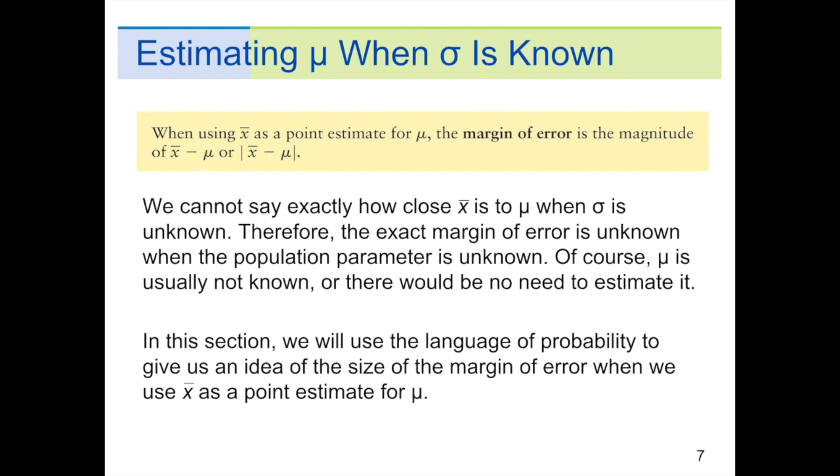We cannot say exactly how close x bar is to mu when sigma is unknown. Therefore, the exact margin of error is unknown when the population parameter is unknown. Of course, mu is usually not known, and there would be no need to estimate it. In this section, we will use the language of probability to give us an idea of the size of the margin of error when we use x bar as a point estimate for mu.